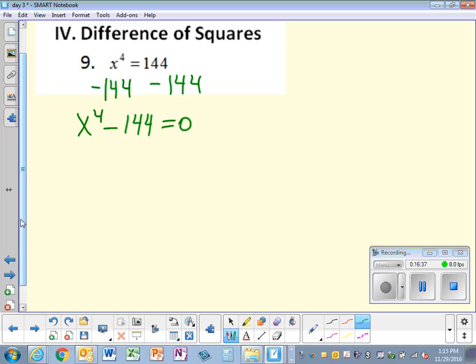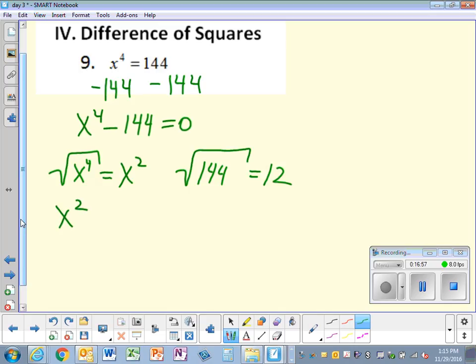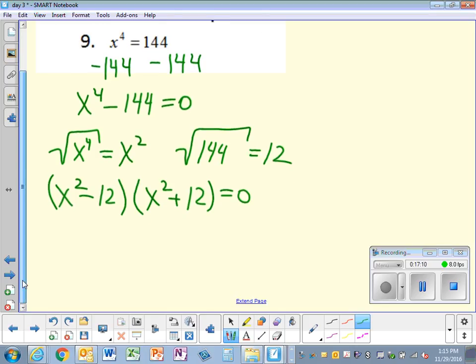So I have perfect squares. The square root of x to the power of 4 is what? X squared. The square root of 144 is what? 12. So I have the difference, it's a binomial, it's the minus, it's perfect squares. So I can rewrite my binomial as x squared minus 12, x squared plus 12, equals 0. Can I factor further? No, because I don't have perfect squares or perfect cubes, so I'm done. Both of these binomials are prime.